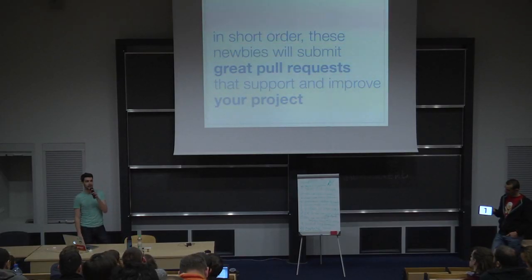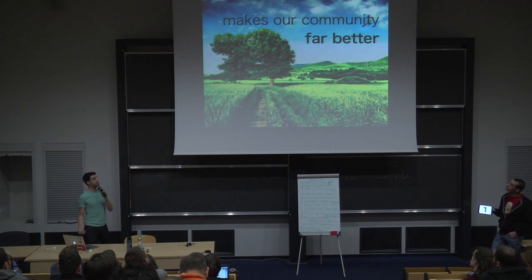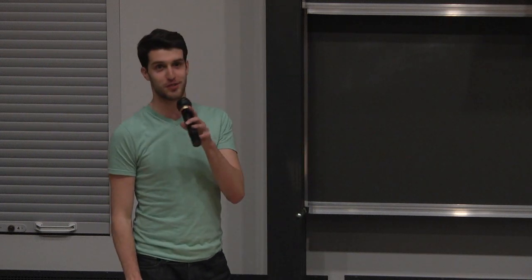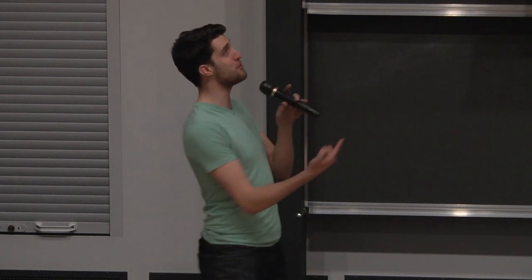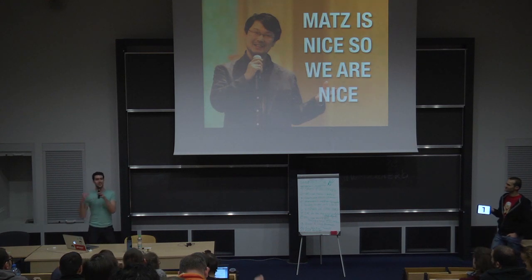Like I said before, they end up being the most valuable. It makes our community so much better. The Ruby community is already amazing, but we can be even better if we're just really nice to each other. And remember, Matz is nice, so we're nice. That is my daily mantra, every time I hop on GitHub and I'm like, ugh, facepalm.